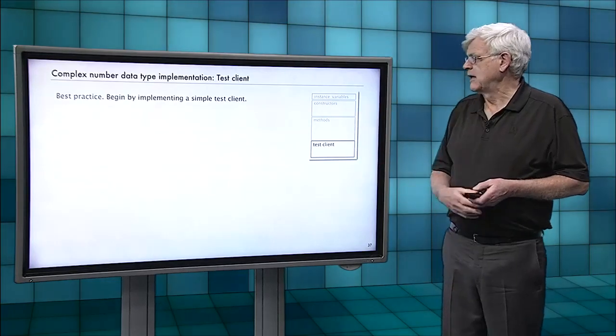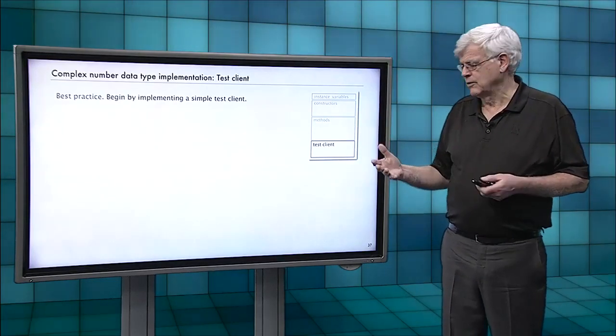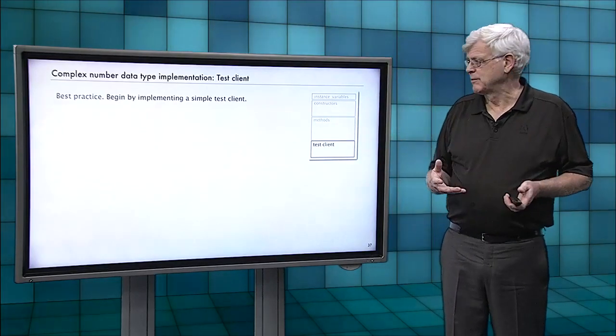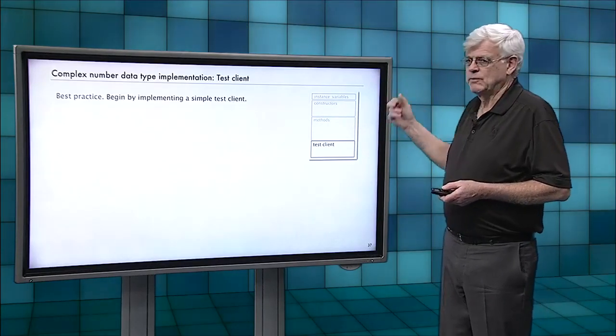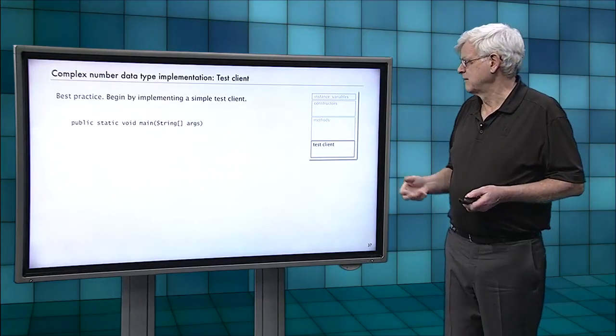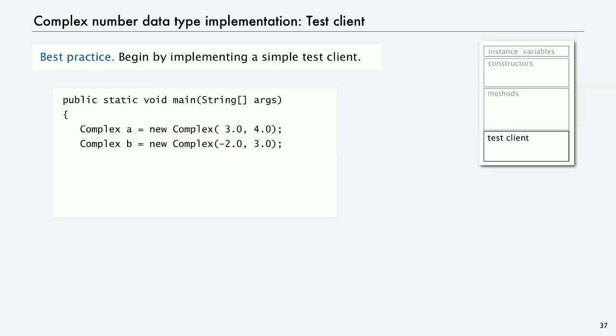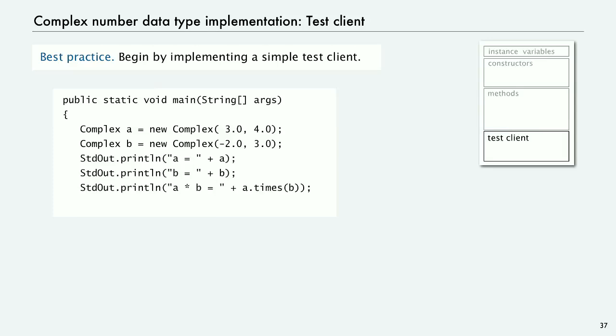So let's do the implementation, again, according to the same methodology that we've been using. We're going to need instance variables, constructors, methods, and a test client. We'll start with a simple test client. Create 2 complex numbers. Print them out. a equals plus a, then that calls the toString method. And b equals plus b, that calls the toString method. And then print out the product, and that's going to test out all the methods, because in order to do the product you have to do a plus.